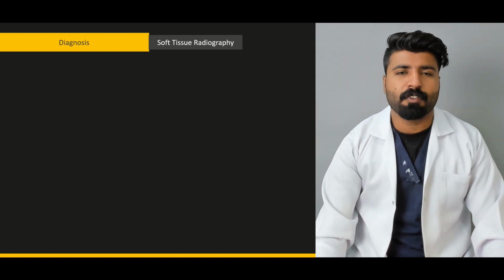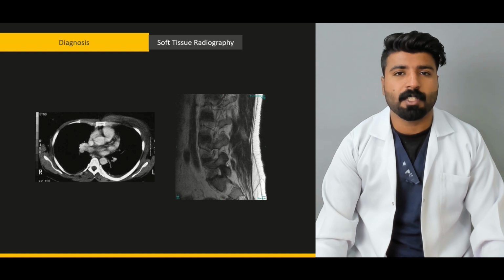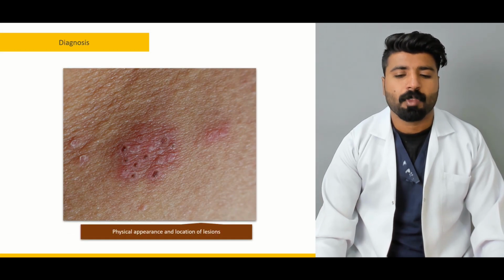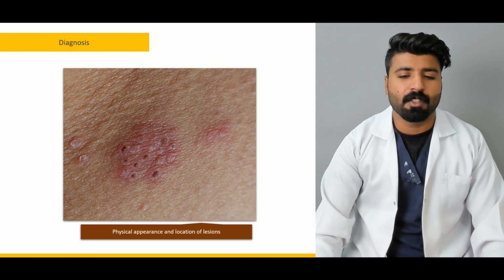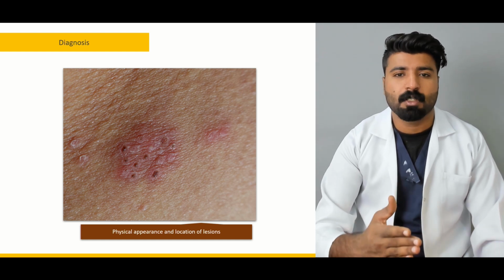Next, we go on for soft tissue radiology. If you see any involvement of cellulitis, or you have to confirm whether that patient is suffering from cellulitis or another kind of pathology, you have to go for soft tissue radiology. That will tell you a lot, whether the muscles are being involved, whether the lymphatics are being involved, whether the soft tissue is being involved. Further on, you will go for physical appearance and location of the lesion. Now, you can go to radiology afterwards.